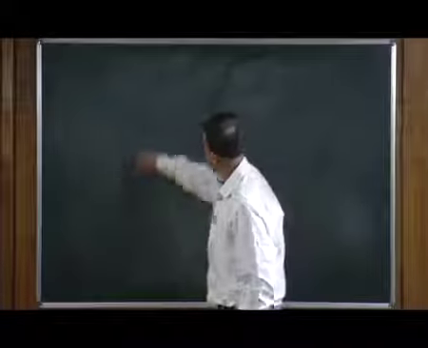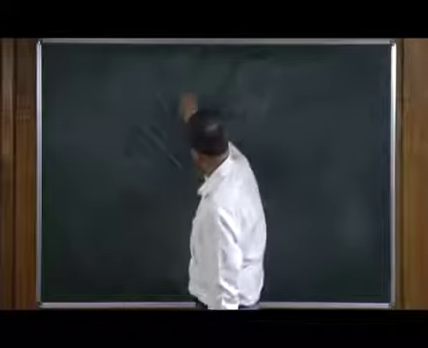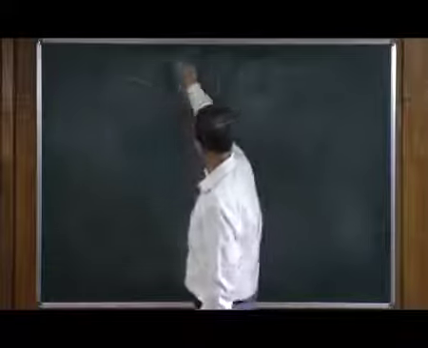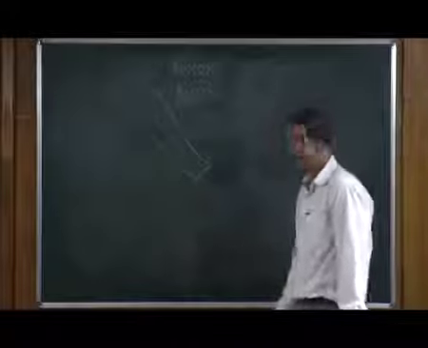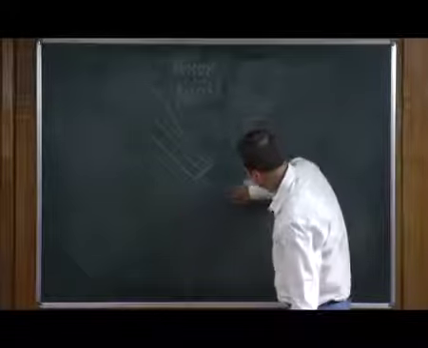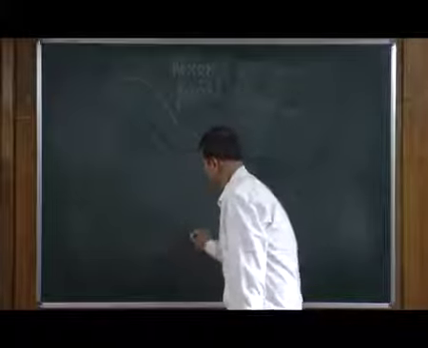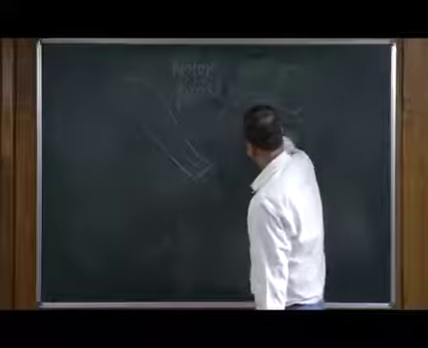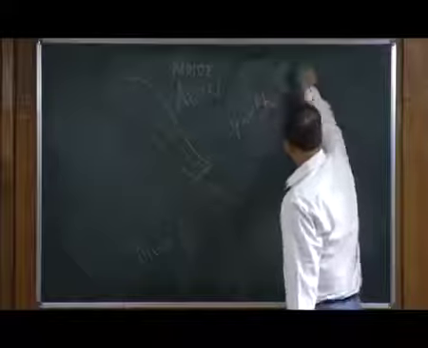So, we have these axons, and these axons are carrying impulses. These are all motor axons, carrying information from the central nervous system. Then we have this muscle here, and this area is called the synaptic cleft, as we discussed in the last class.